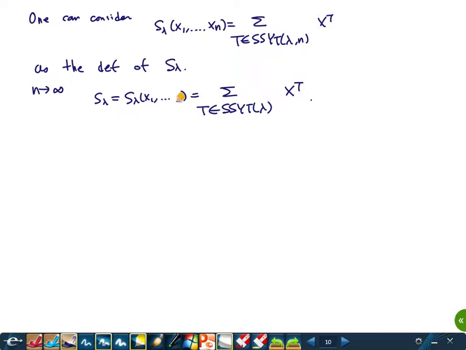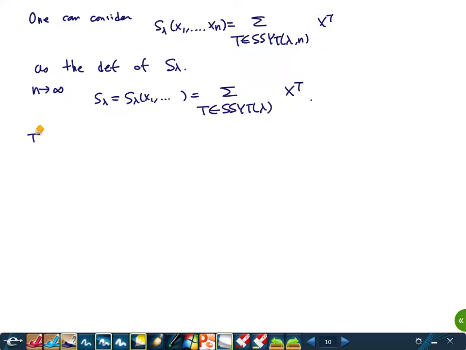And it is possible to prove this. Suppose that we have defined the Schur function in this way. But in this way, it is not clear that this is a symmetric function, because if you swap x1 and x2, that's not going to be a semi-standard Young tableau. Right? So it's not clear whether this is a symmetric function. But you can prove using just combinatorics that it is indeed a symmetric function. That is one of the homework problems.